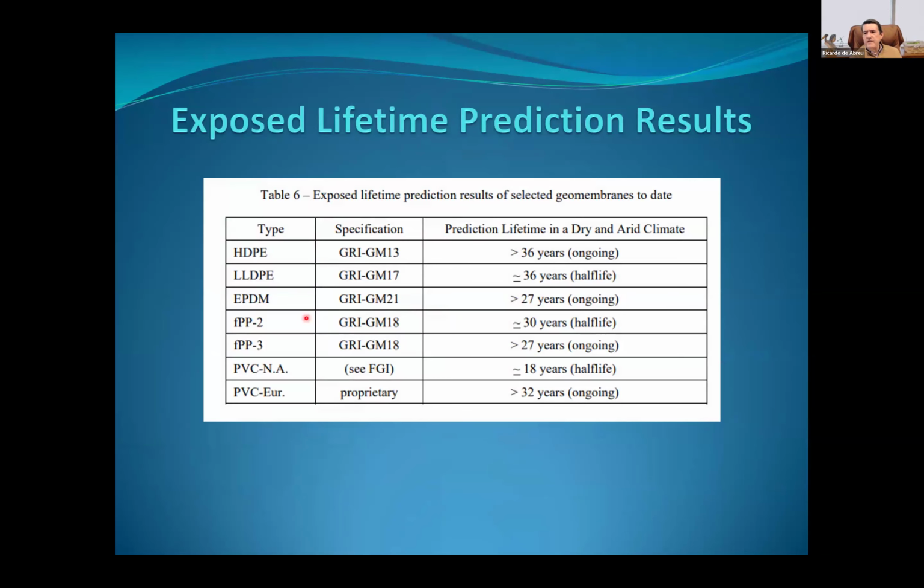You see that HDPE can last 36 years. The double LDPE can last 36 years or more, with the caveat, of course, that this is for a dry and arid climate. But here in Louisiana, we have surface impoundments that were lined with HDPE that are older than 30 years, and they are working perfectly. They don't have any problems.